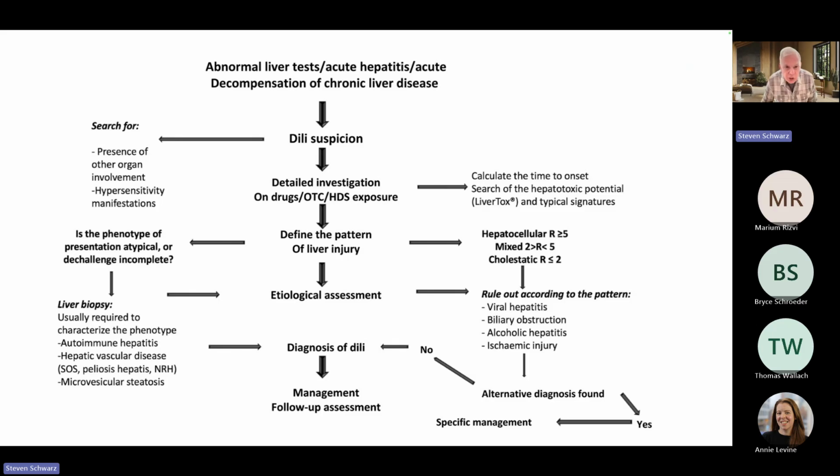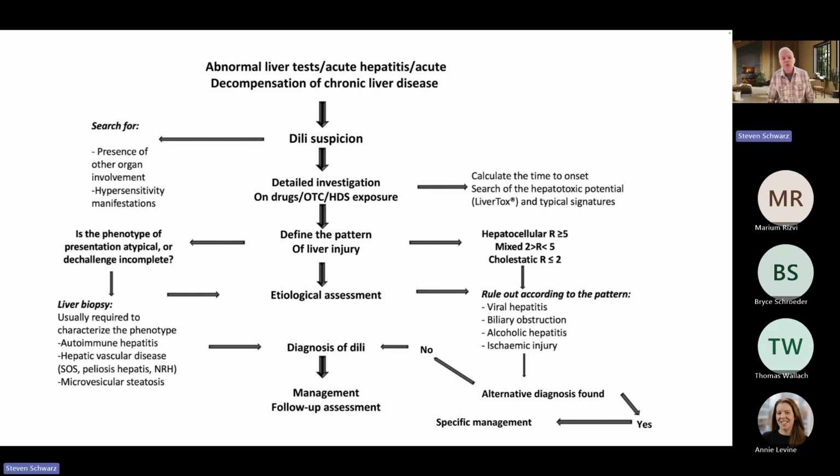So here's the patient who comes in at the top with abnormal liver tests. Is it acute hepatitis? Is it chronic liver disease? So do you suspect DILI? Well, one of the characteristics of DILI is you may have an acute hypersensitivity reaction. So we also want to look for other organ involvement over to the left.